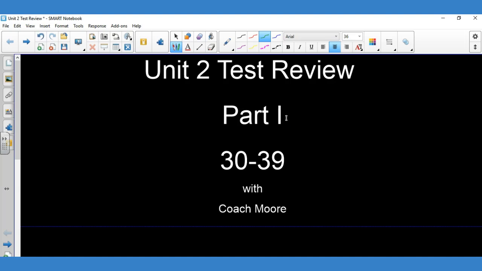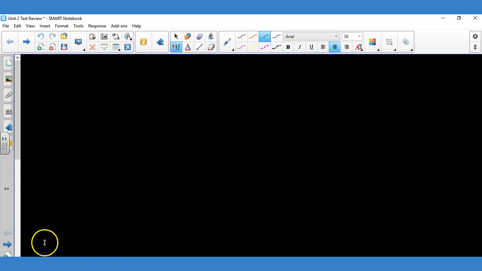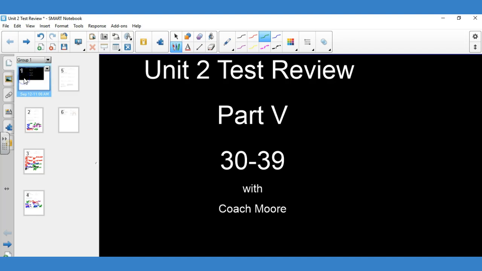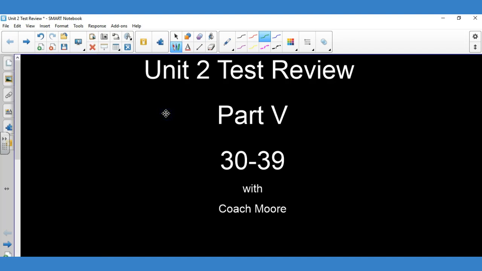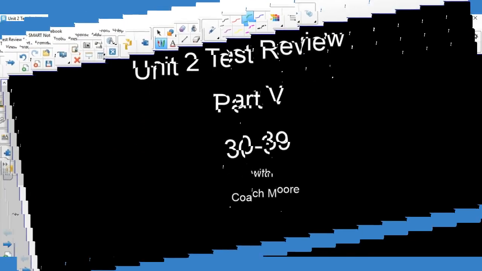That should not say 4 anymore. That should definitely say part 5. Number 30 through 39 solutions. A lot of discriminants here and the quadratic formula. So let's go ahead and get started.